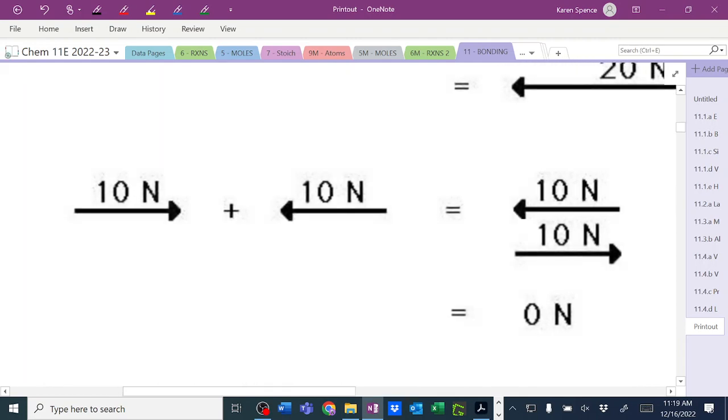Well, you can imagine if I push this way with 10 and if I push that way with 10, which way does it go? Nowhere, because those forces cancel each other out. And that's what we're going to be looking at a lot of when we look at bond polarities, okay? So they cancel each other out.